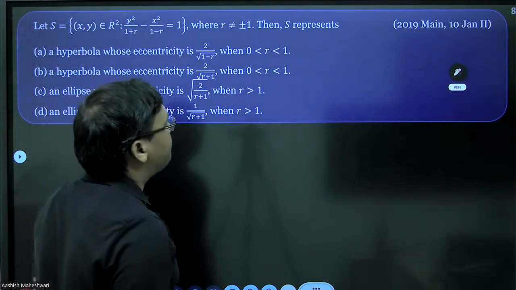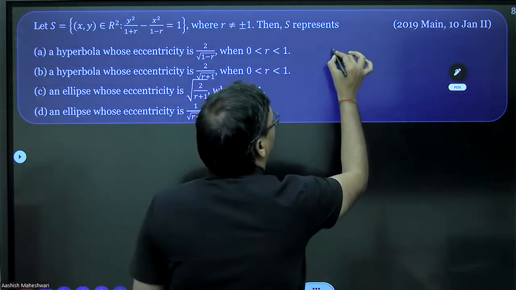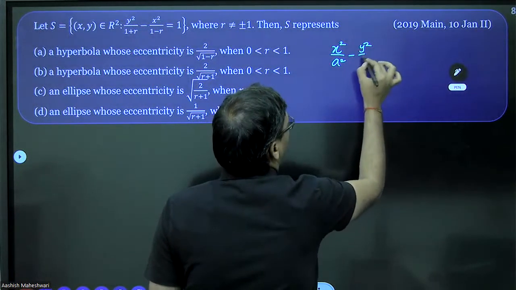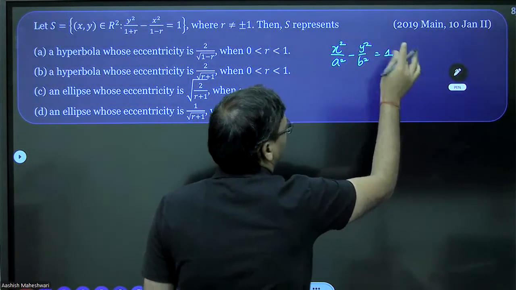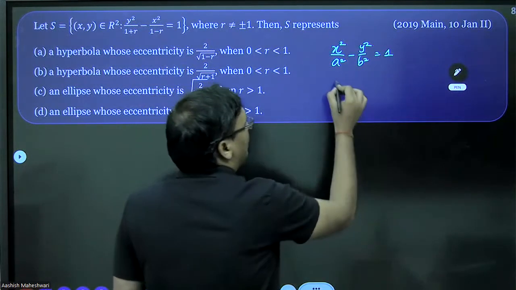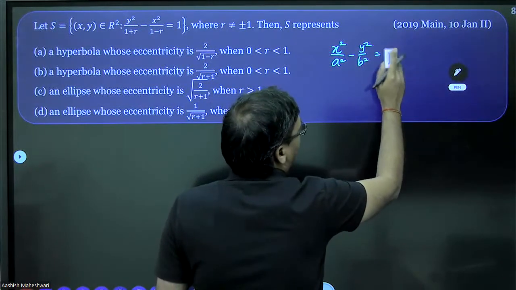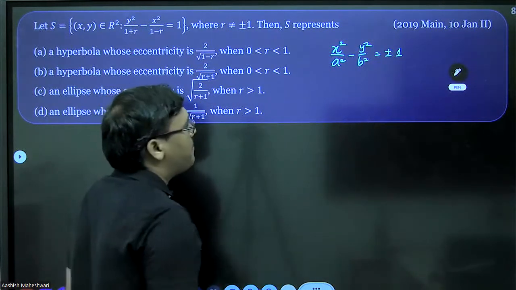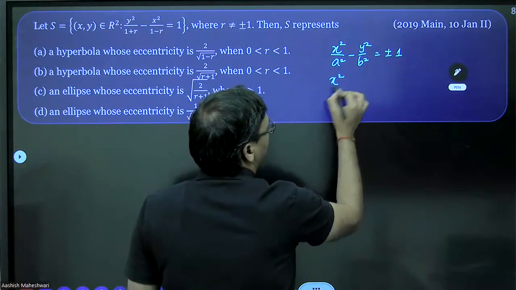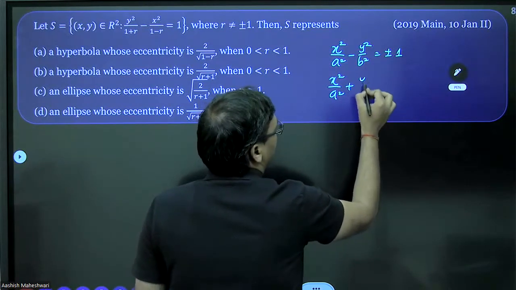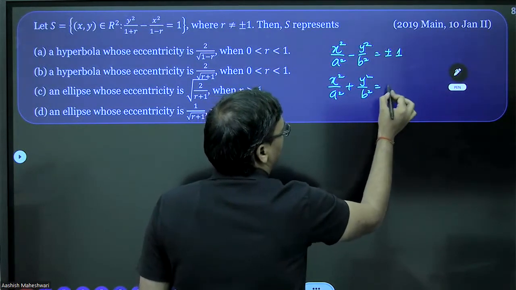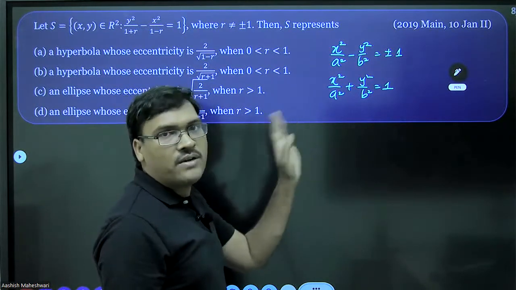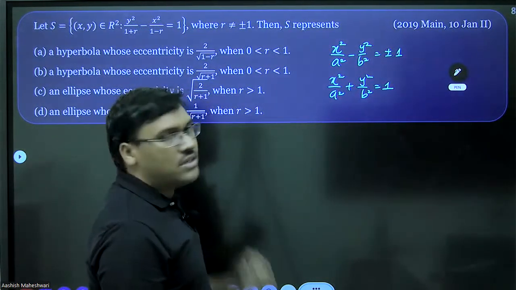So now let's see. For hyperbola, this is x square upon a square minus y square upon b square. This is the hyperbola, right? Or you can have plus minus 1 also, depending upon whether this is a conjugate hyperbola or hyperbola. In case of an ellipse, it will be x square upon a square plus y square upon b square equal to 1, right? a can be greater than b, a can be less than b. Accordingly, we will see what can be the eccentricity.